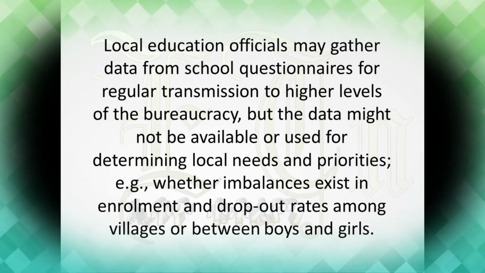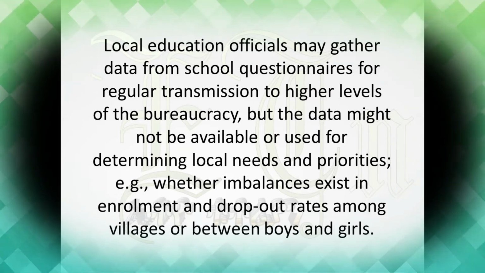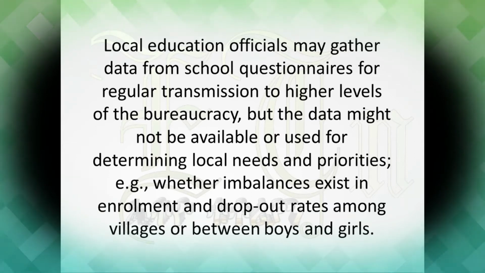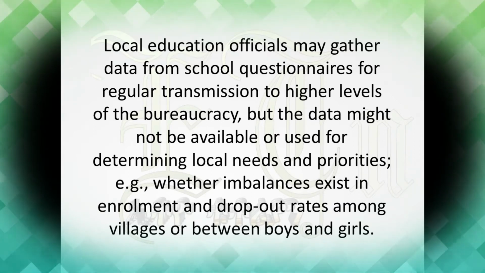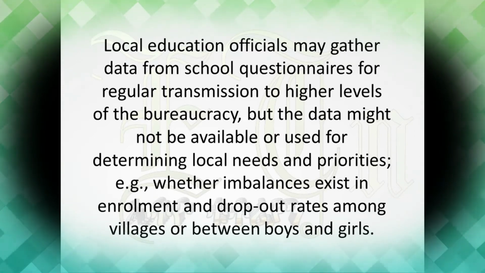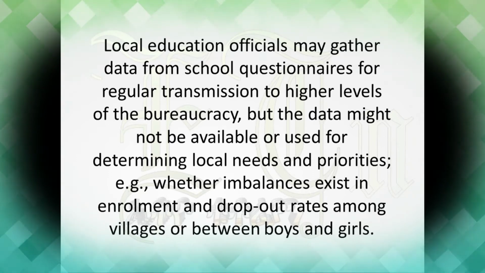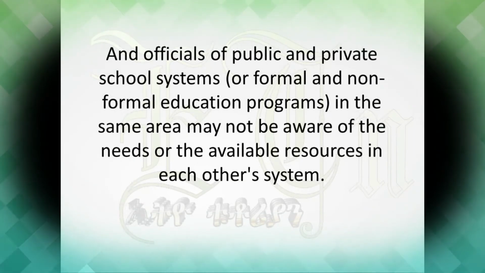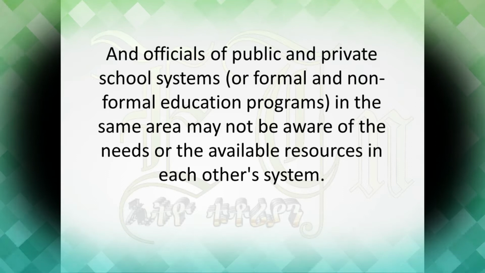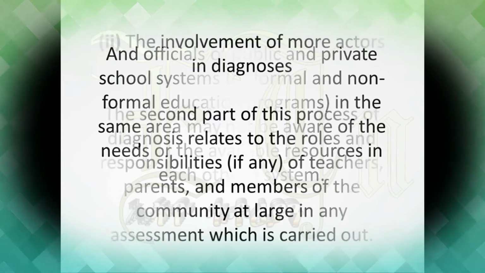Local education officials may gather data from school questionnaires for regular transmission to higher levels of the bureaucracy, but the data might not be available or used for determining local needs and priorities. For example, whether imbalances exist in enrollment and dropout rates among villages or between boys and girls. And officials of public and private school systems, or formal and non-formal education programs, in the same area may not be aware of the needs or the available resources in each other's system.